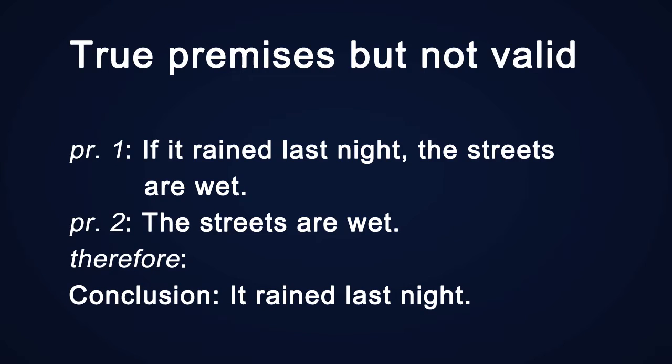Here's another example of the same general point that I'm trying to make here. Here's another example of an argument that has true premises but is still not valid. Premise number one. If it rained last night, the streets are wet. Seems true. And let's suppose also that the streets are wet. So our two premises are true. Therefore, it rained last night.